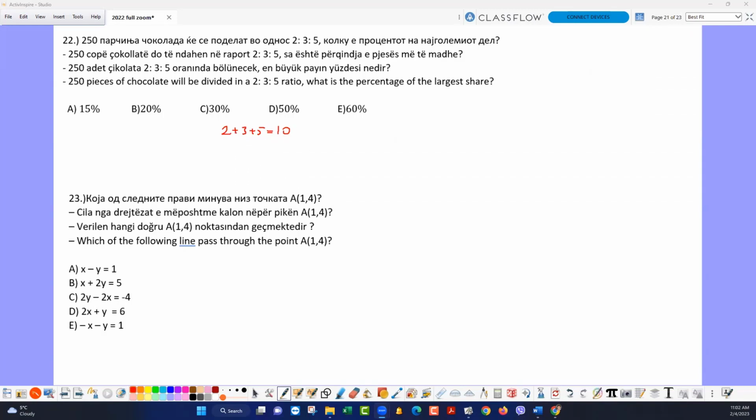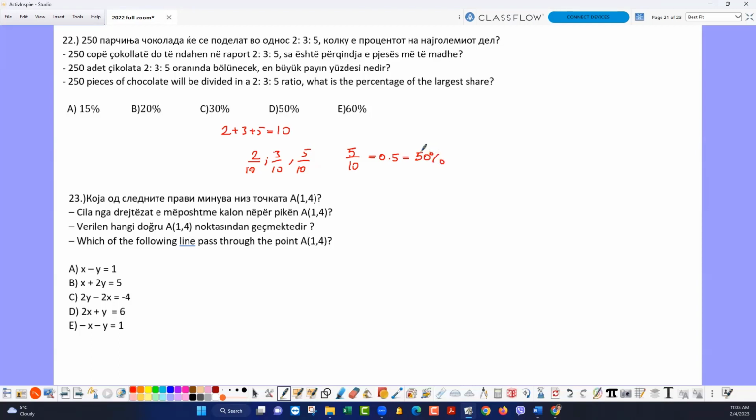He's asking me to inform him about the lesson. So 2 plus 3 plus 5 is going to be equal to 10. So this is the general denominator. So 2 over 10, 3 over 10, and 5 over 10. These are the shares in fraction form. And 5 over 10, I told you this is the greatest share, which is equal to 0.5 also. And that also refers to 50%.